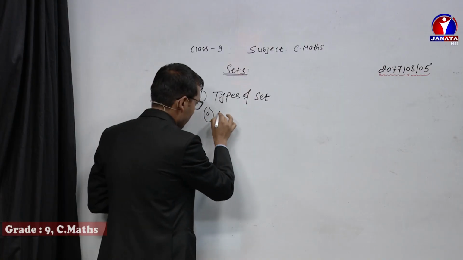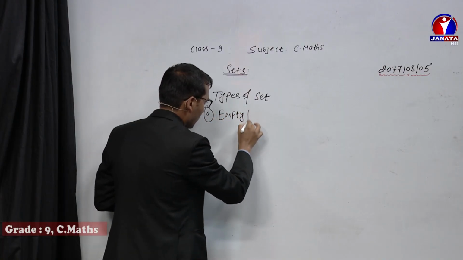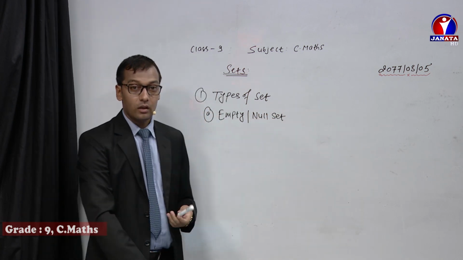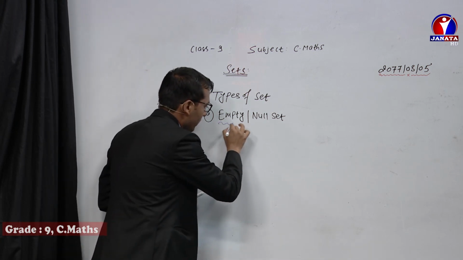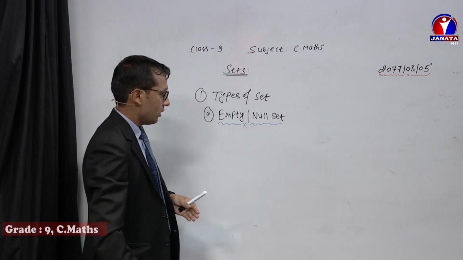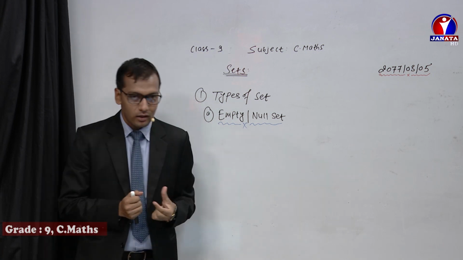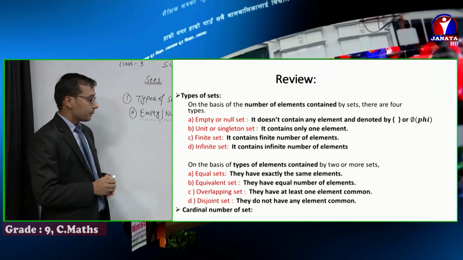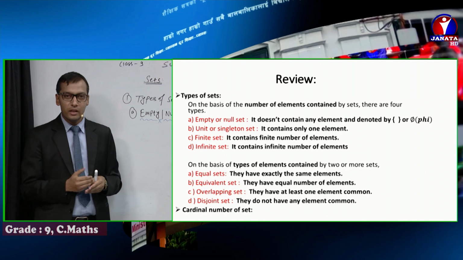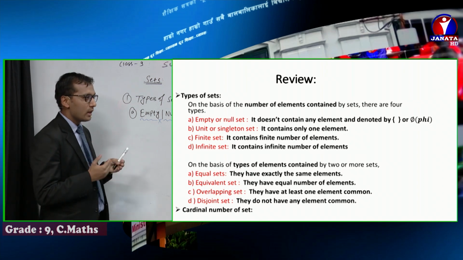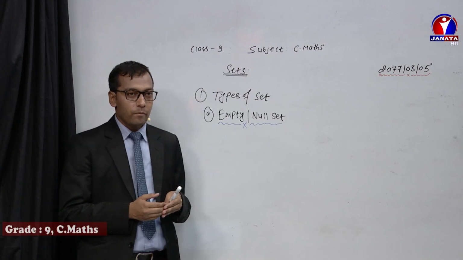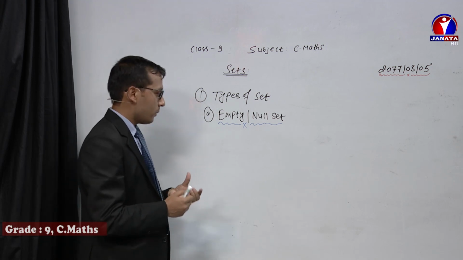First is the empty set, or this is also called null set. Empty set or null set. Okay, so let's discuss what this is. What is an empty set or null set? Before I define this, let me tell you, we denote a set by a capital letter in general, and elements of a set by small letters. We can take examples from numerical digits. We can also take examples from alphabets.